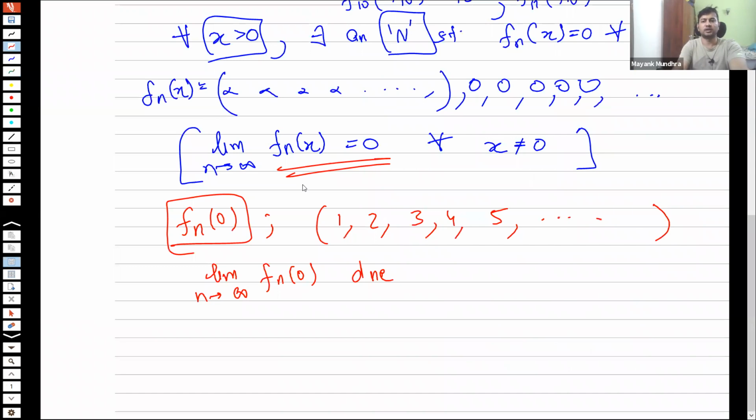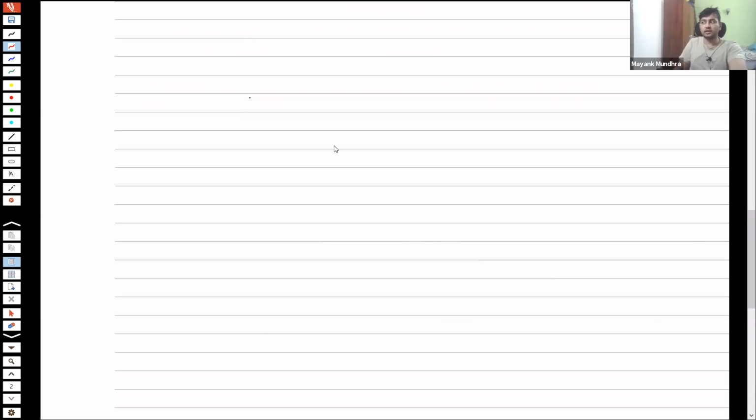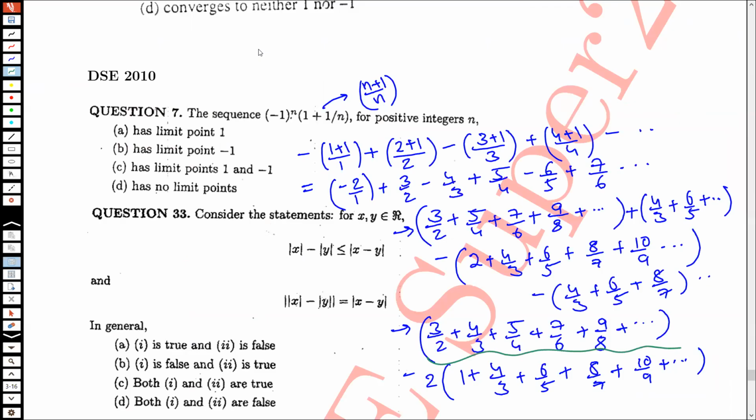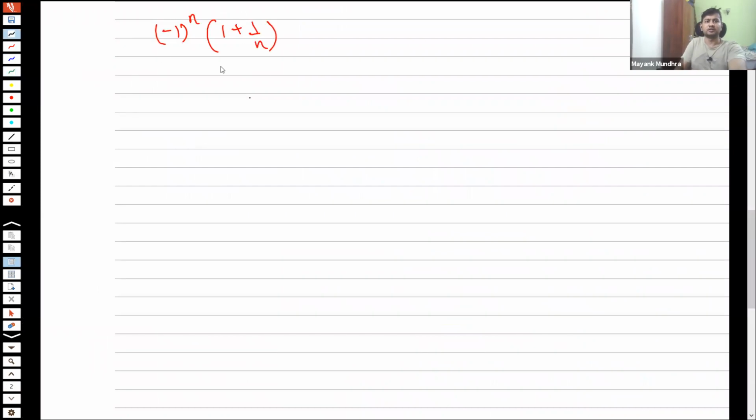Minus 1 to the power n. So what if we take the limit n tending to infinity? If we apply the limit, they have applied the limit n tending to infinity because the sequence always goes to infinity, right? So they are asking you for n tending to infinity.